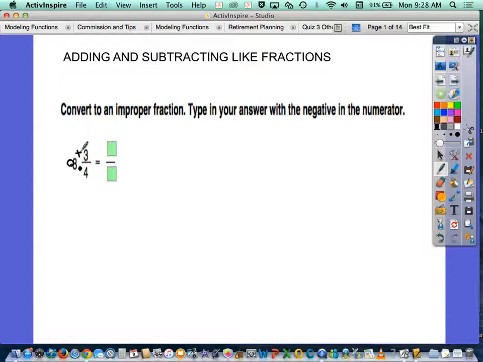The best way I could think of to show you that. So 8 times 4 is 32. 32 plus 3 is 35. And the denominator stays 4. Then, if the mixed number was negative, the improper fraction is negative, because they have to be equivalent. But this says write it so the negative is in the numerator.